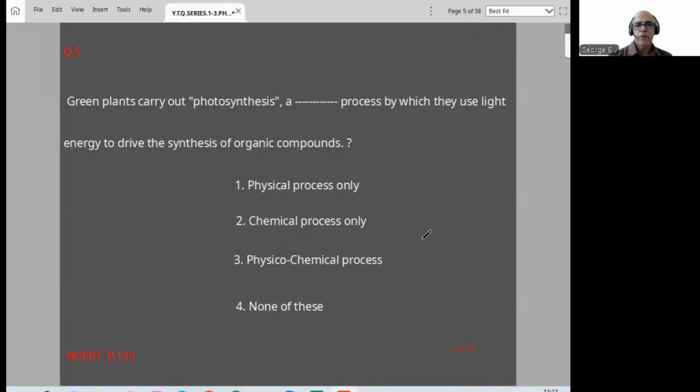Green plants carry out photosynthesis, a dash process by which they use light energy to drive the synthesis of organic compounds. For options: physical process only, chemical process only, physico-chemical process, none of these. NCERT clearly says it is a physico-chemical process. So option-wise, it is 3. Since it is concerned with life or living organisms, it is biological also, but among these four options, the answer is 3. NCERT only. Now coming to the sixth one.